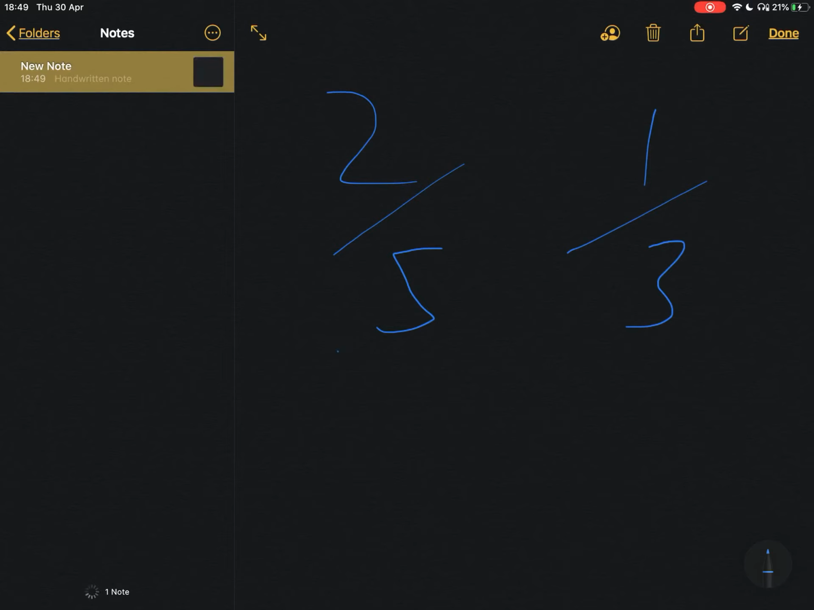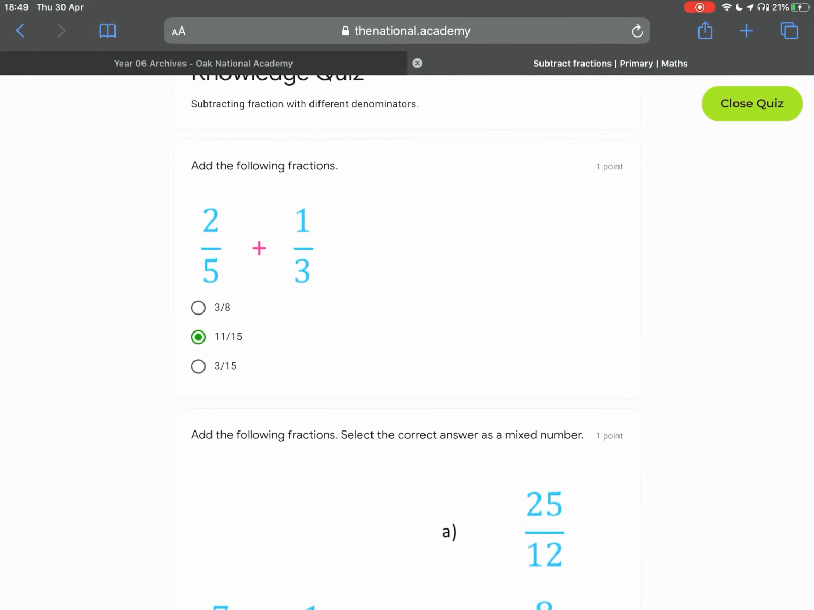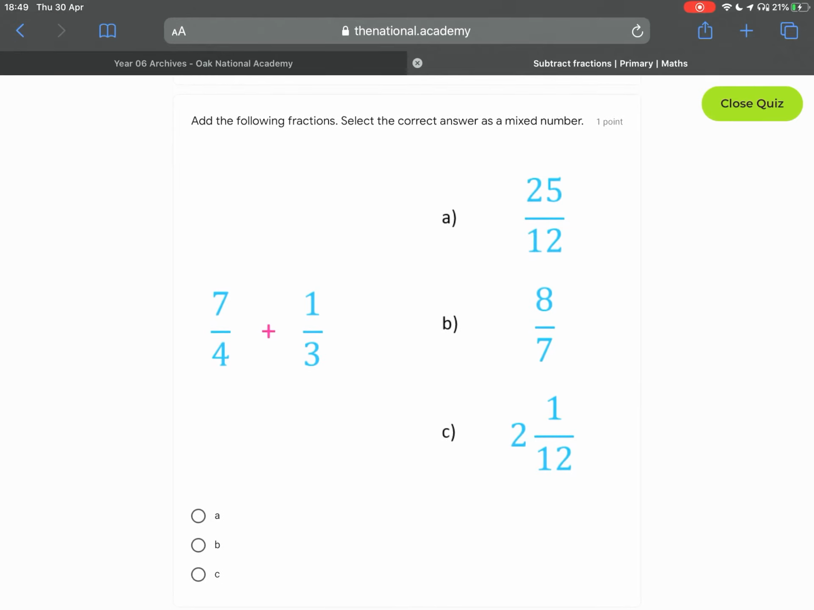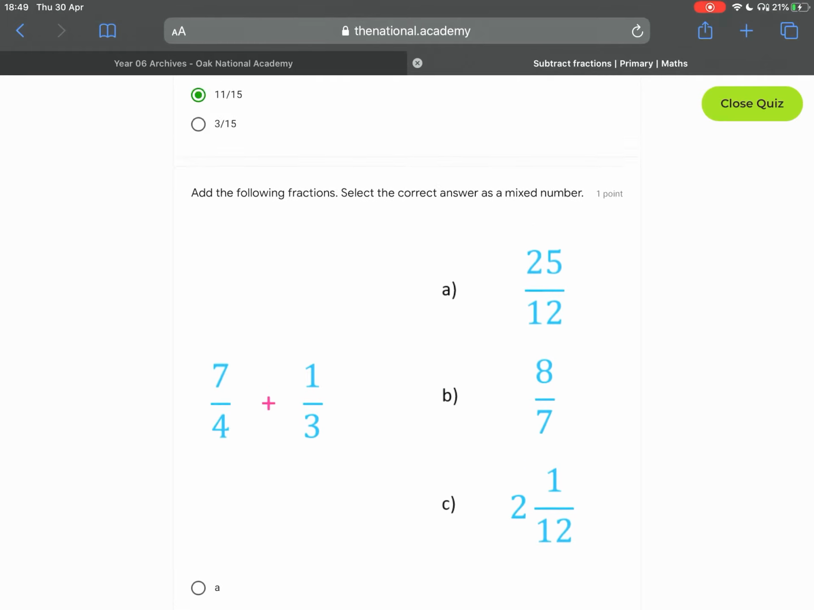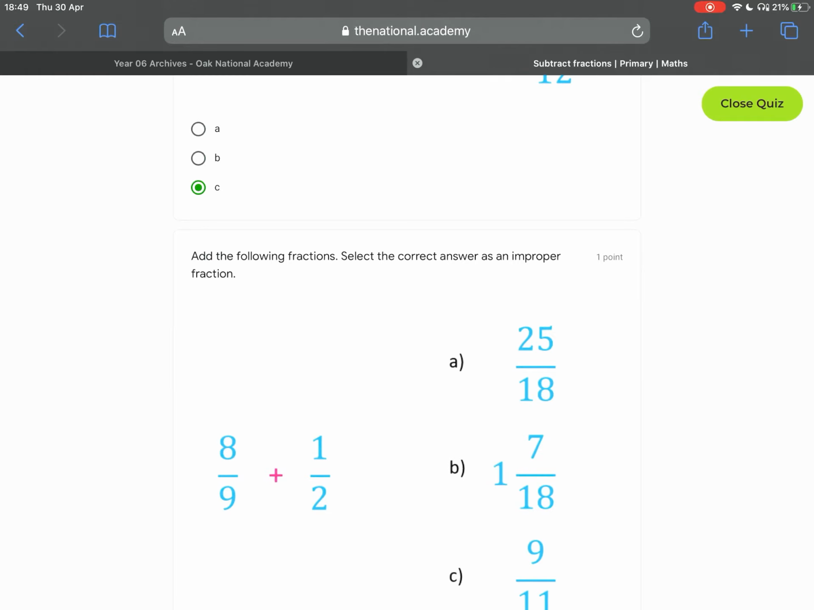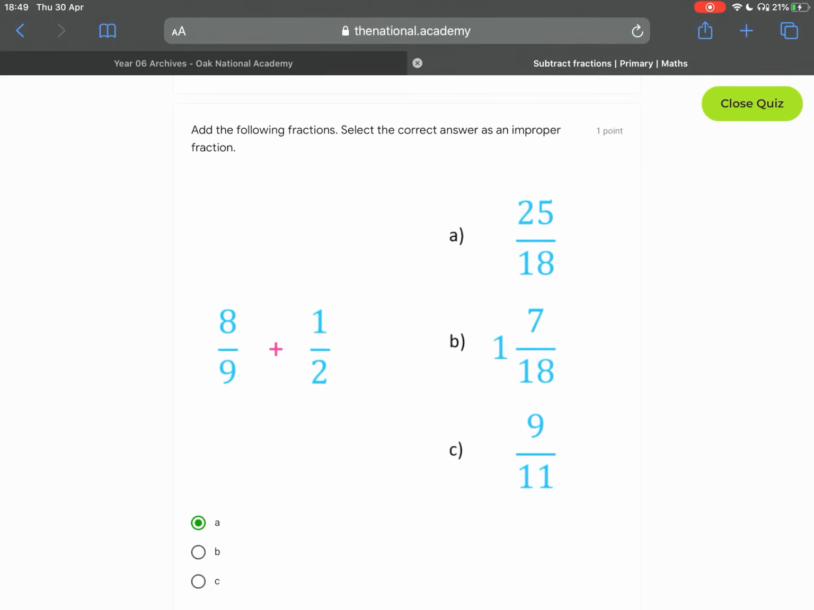Times this by 3, which would be 6/15, and 5/15, which would be 11/15. So 11/15 here. Add the following fractions. Select the correct answer as a mixed number. That would be C. As you can see, that's not a mixed number, B, and A is also not a mixed number. Add the following fractions. Select the answer as an improper fraction. So here this is also quite easy.